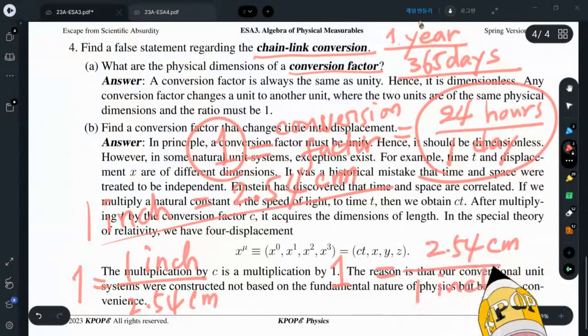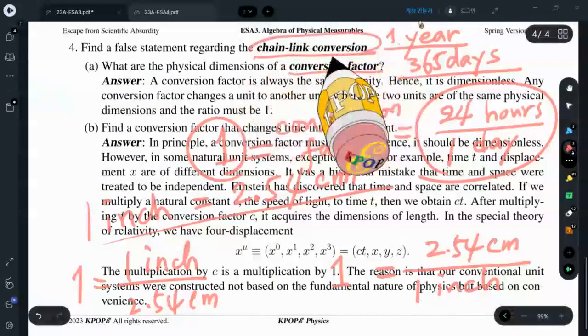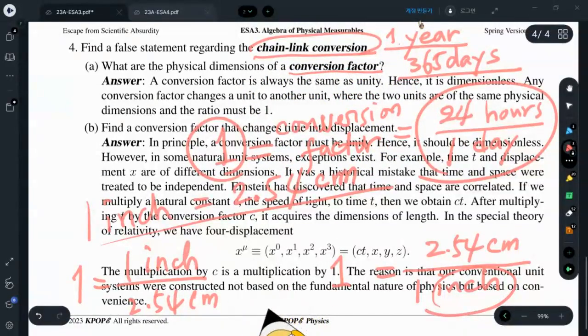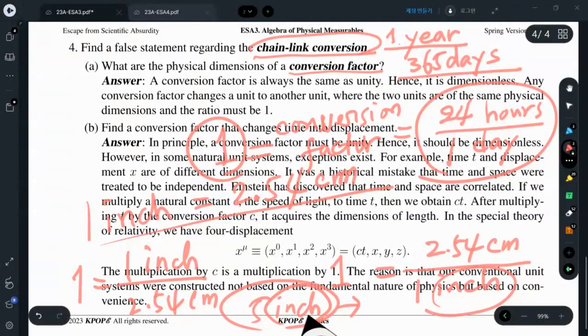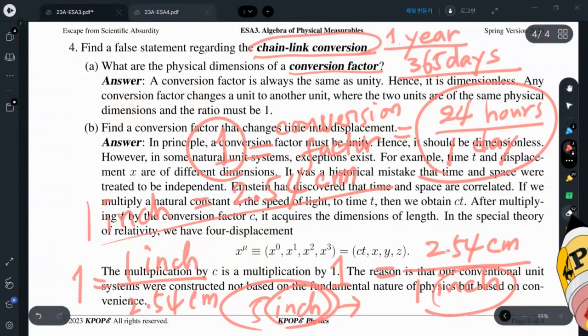Everything is possible. The convenient one for your chain link conversion is to cancel something. So 5 inches, you want to convert the 5 inches to centimeters, then you want to kill this. In that case, your conversion factor must have this inch in the denominator. That's how to choose the best conversion factor for your chain link conversion.